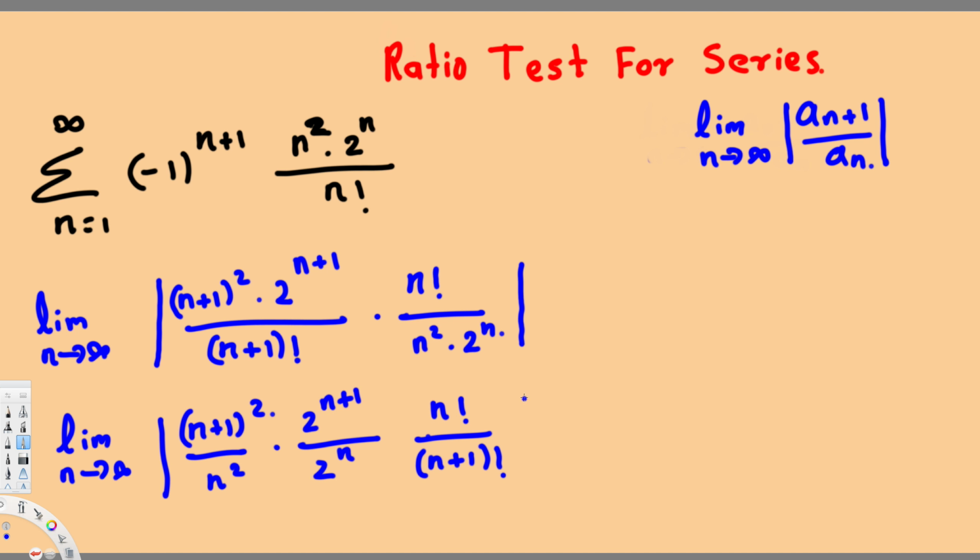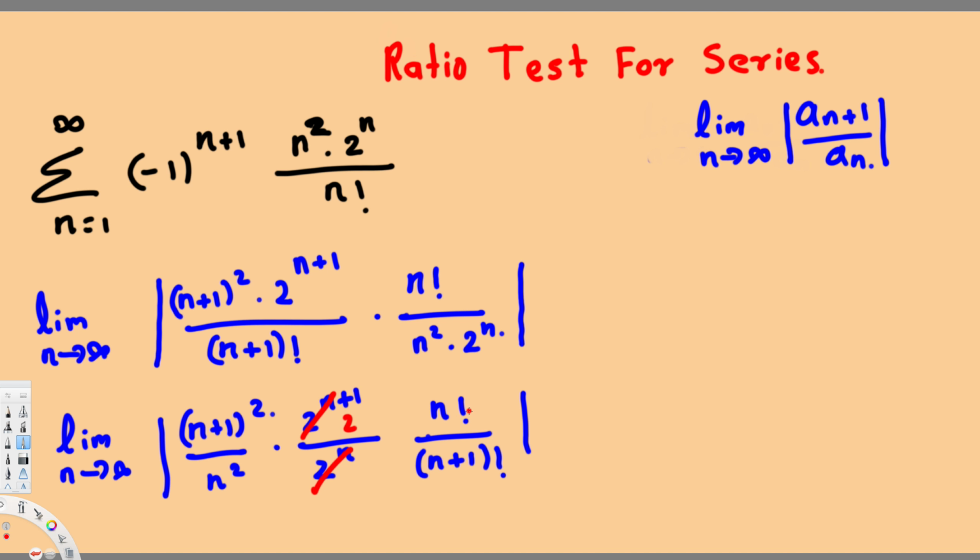So let's see how we can cancel some of those. First thing, 2 to the power n plus 1 is the same as 2 to the power n multiplied by 2 to the power 1. So we can cancel the 2 to the power n, and we are left with 2 to the power 1.